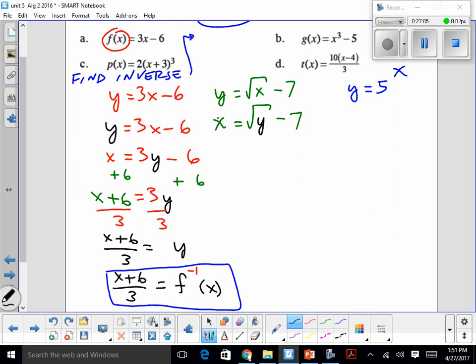All right. What's the next thing to do? Plus 7. Color doesn't matter. x plus 7 equals that radical. Now the last move. This one is tricky for some students who don't know how to get rid of that radical sign.